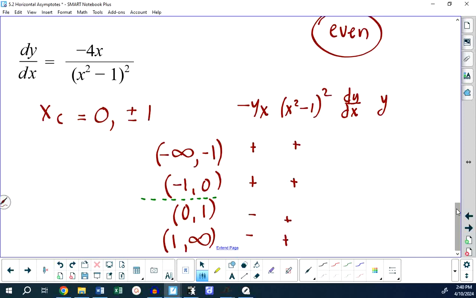Because the derivative has a denominator that's squared, I don't need to worry about all of the factors changing from positive to negative anywhere. The whole thing is squared, so it's all going to come out as being positive. Which means the derivative is positive, positive, then negative, and negative.